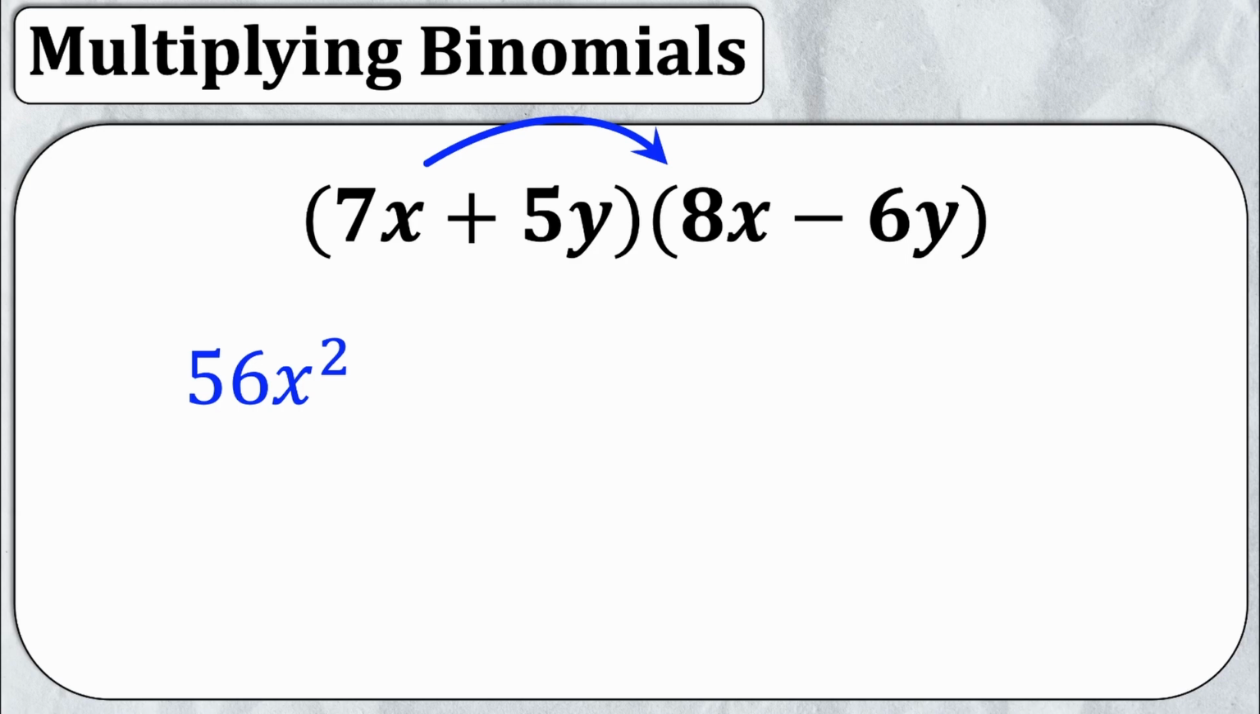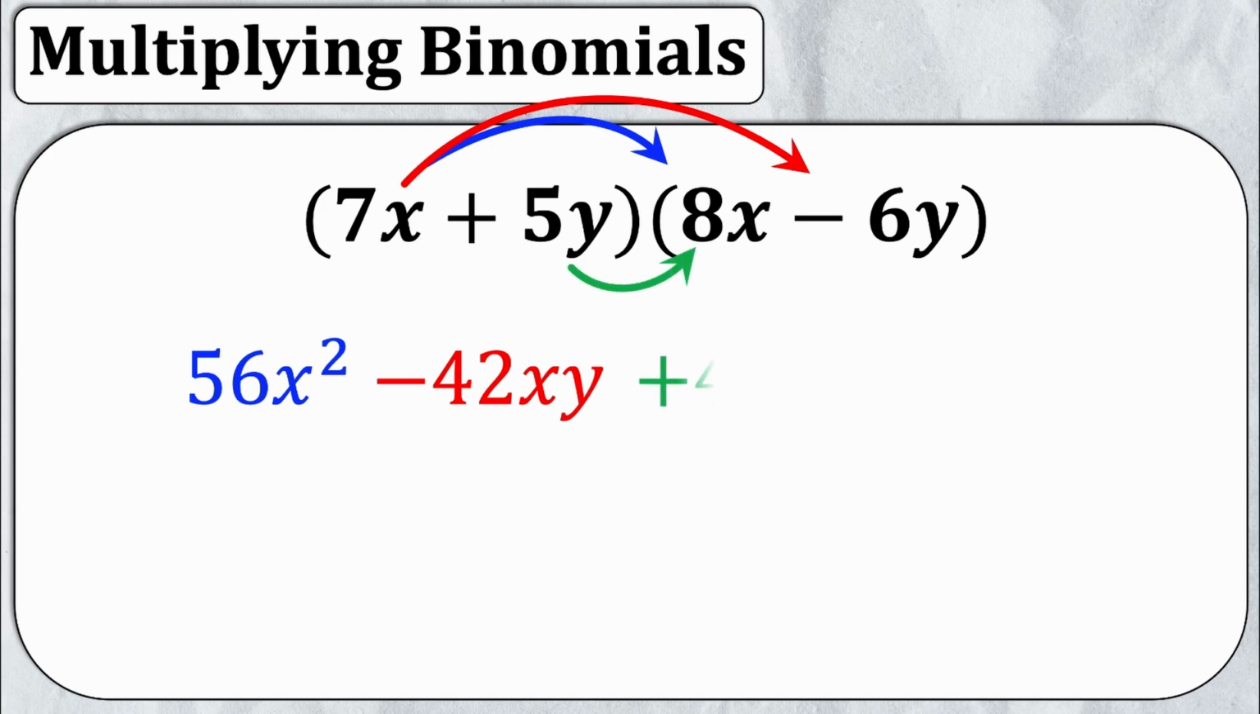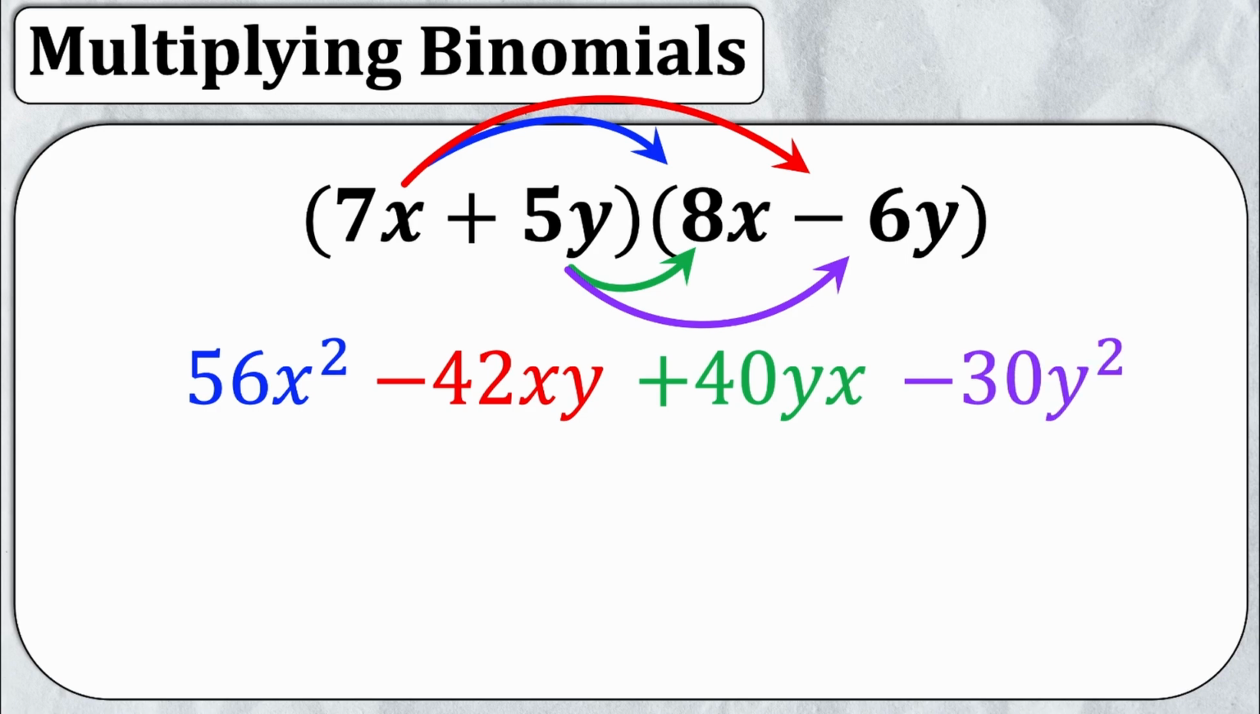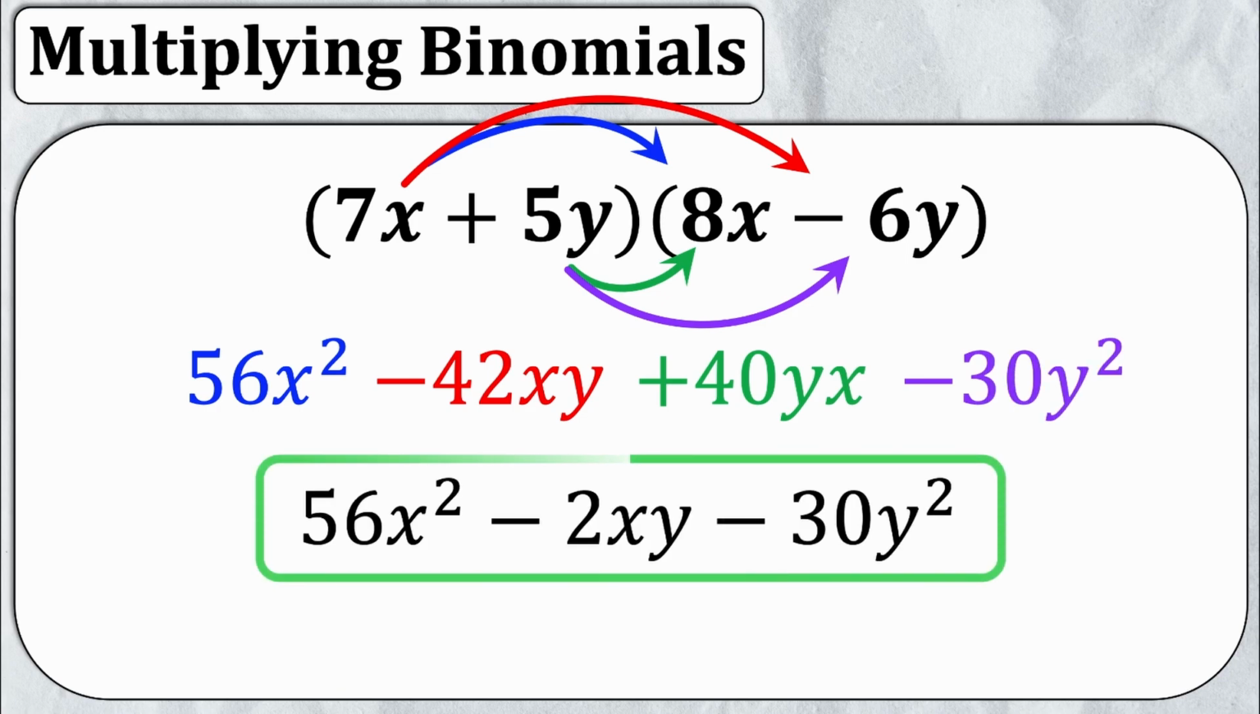Then I'll multiply my outside two terms, so 7x times negative 6y, which will give me negative 42xy. Then I multiply my inside terms, 5y times 8x, which is going to give me positive 40yx. And then finally, my last two terms, positive 5y times negative 6y will give me negative 30y squared. Once again, those two middle terms are common terms, so I can combine them to give myself 56x squared minus 2xy minus 30y squared. And that's my solution.